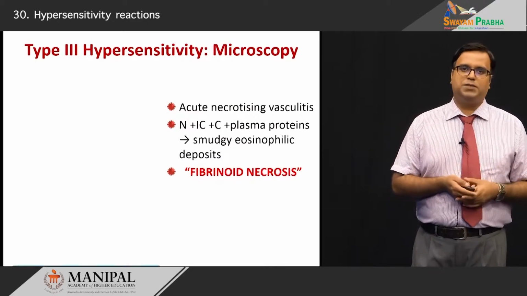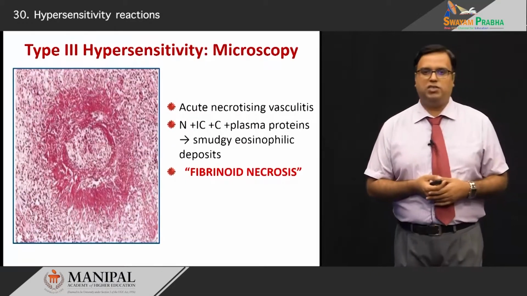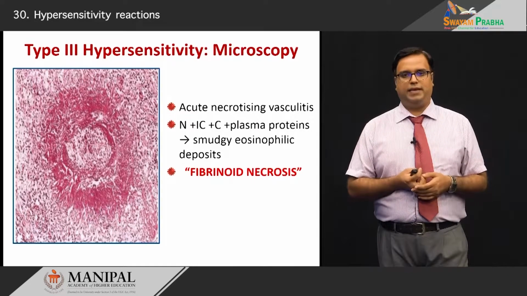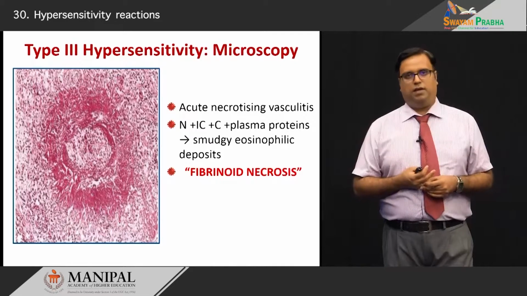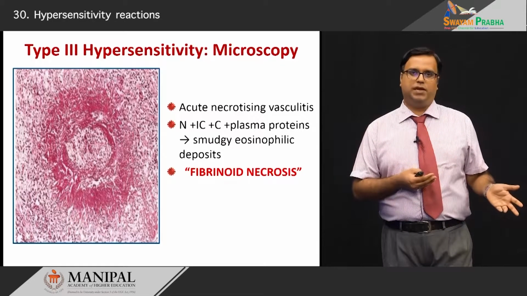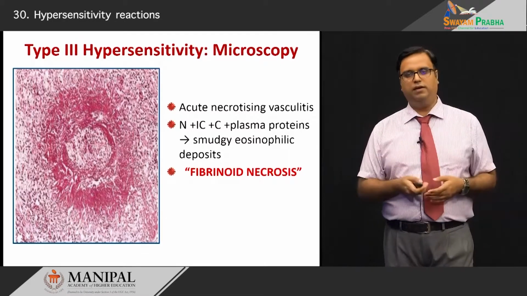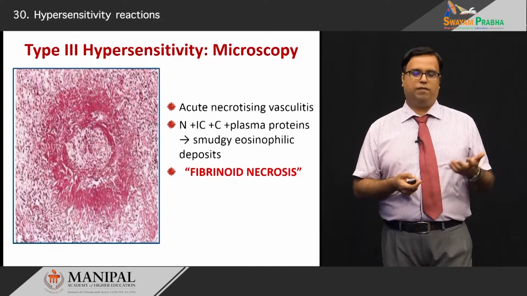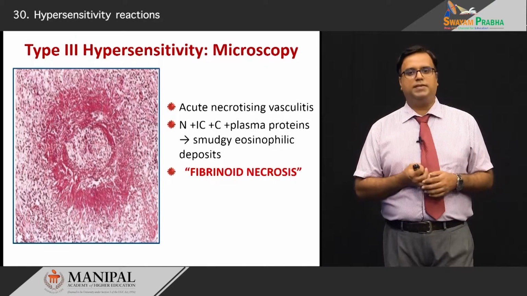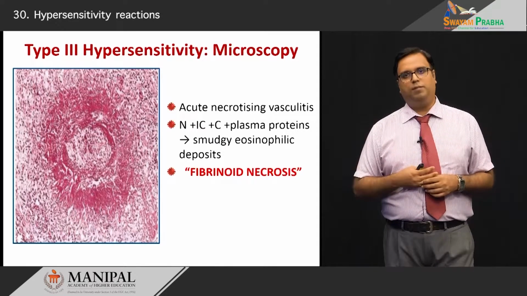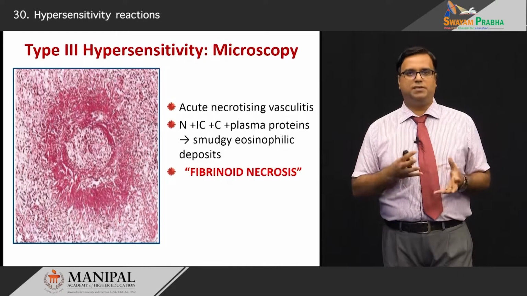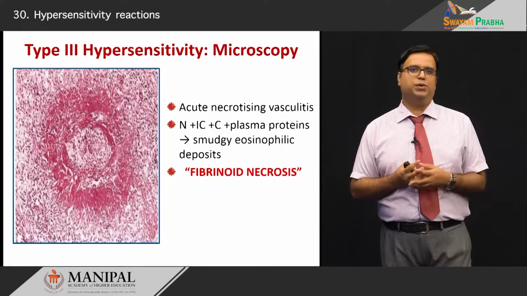If you want to look at the microscopy level of the type 3 reaction, you have something like this. It's an H&E image. You can see what is called a necrotizing vasculitis. As we've seen in the earlier schematic representation, if you extrapolate that knowledge right here, you will see the deposition of neutrophils, immune complexes, complement and plasma protein which have exuded through the plasma. This results in a very smudgy eosinophilic material that you can see on your screen there.